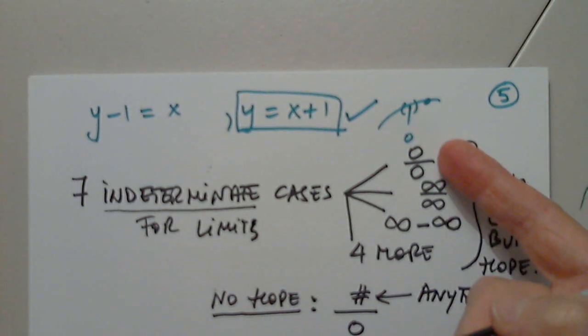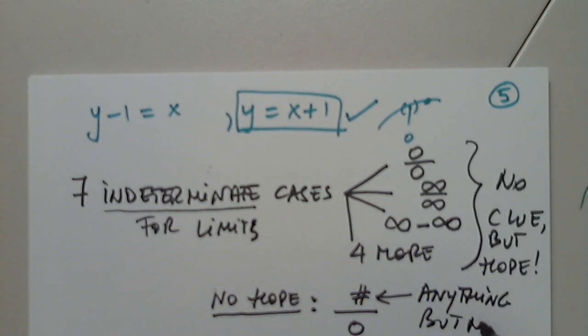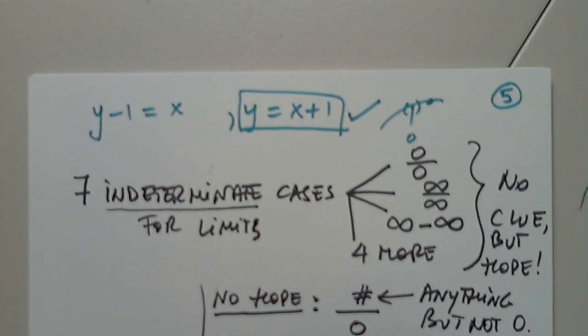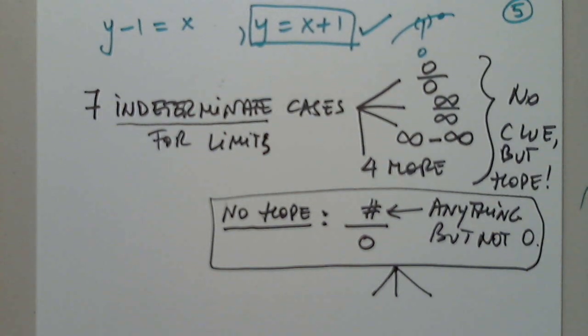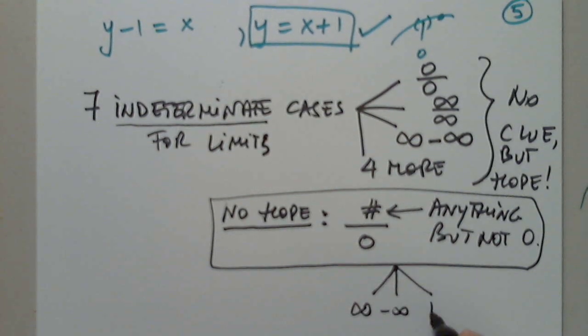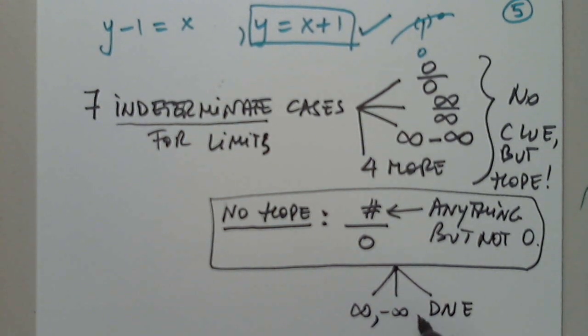but of course not 0. So if it's a number, positive or negative, we don't care, over 0, this has absolutely no hope. And what are the answers? Possible answers for no hope? Infinity, negative infinity, or DNE. Excellent. Thank you so much.